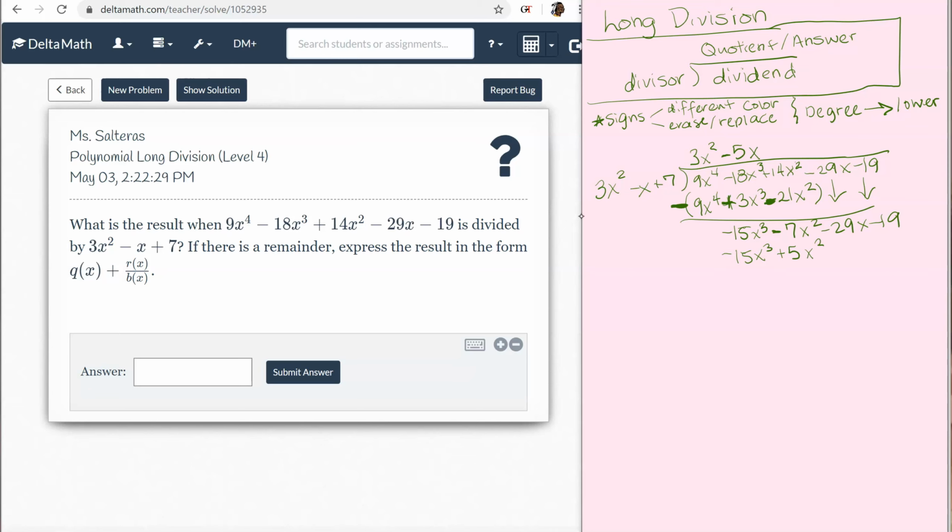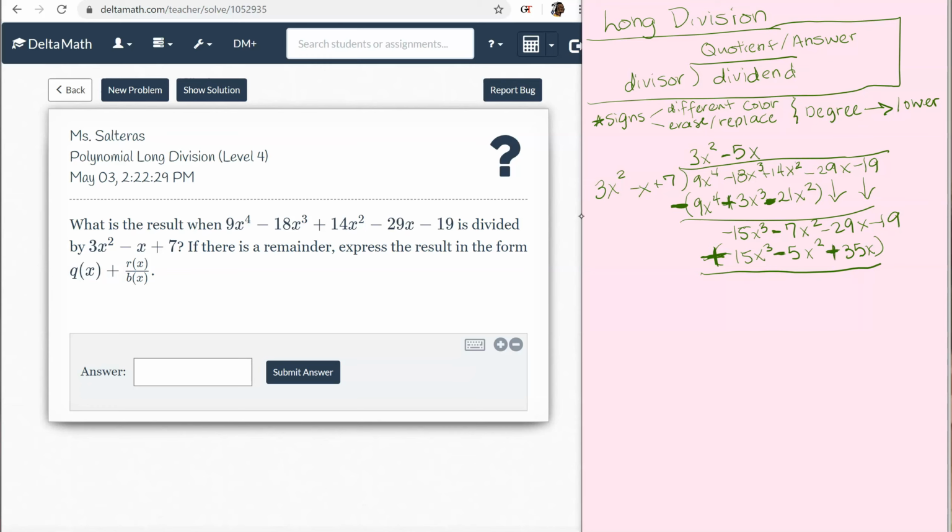Negative 5 times 7 gives us a negative 35, and then the x just comes along for the ride. Here's my parentheses, here is my minus sign, and again, go ahead and change your signs. So here I'll make this into a big plus sign. Here I have to erase and replace, so that's a negative. Here I can just make this into a plus sign.